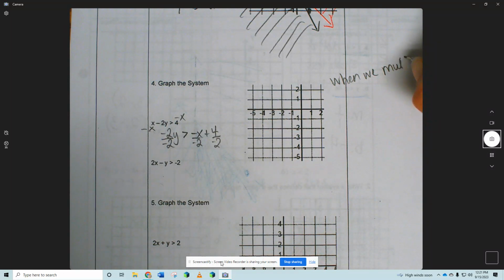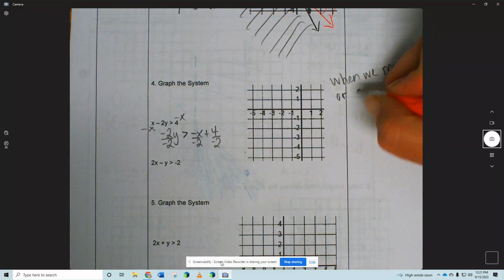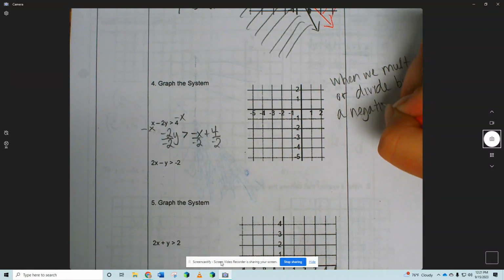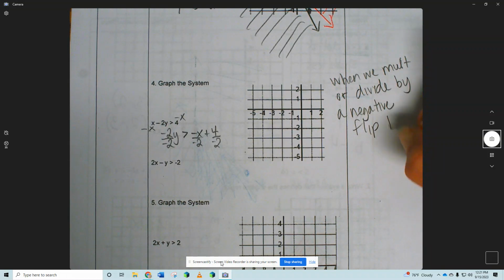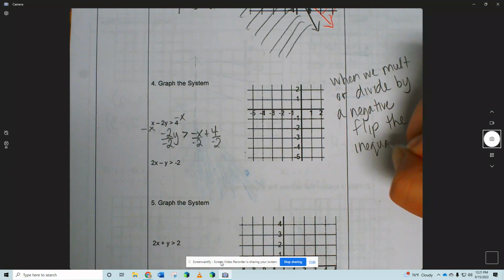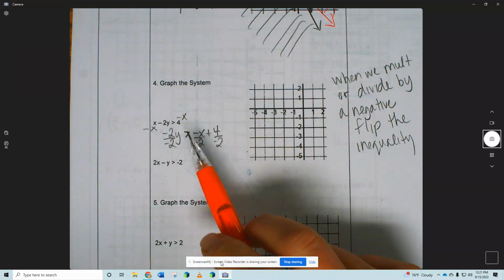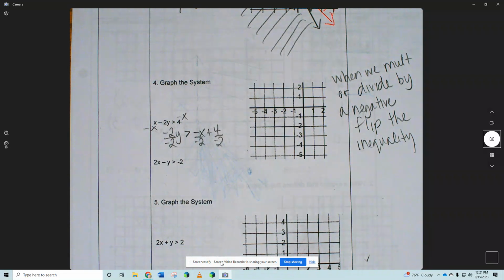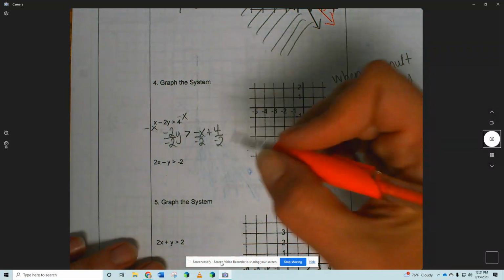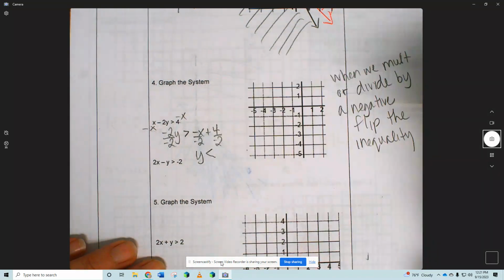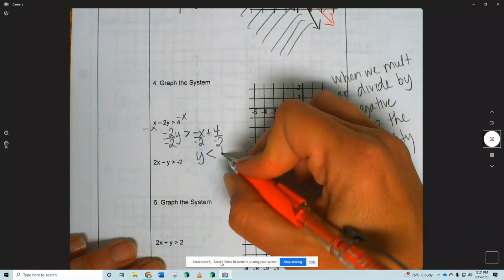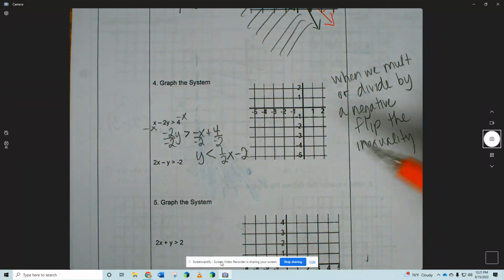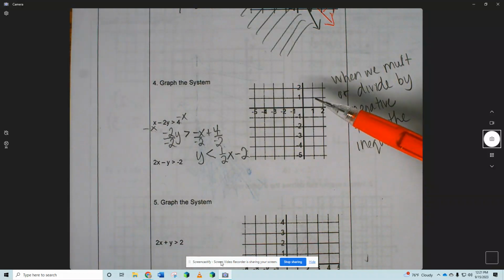When we multiply or divide by a negative number, flip the inequality. I thought the answer was going to be positive 4, and now I'm dividing, it's going to make it a negative number. That means my answers are going to be on the opposite sides of 0. So the shading is going to be different. Y is less than, flip the inequality, 1/2 x minus 2. X over 2 is 1/2. 4 over negative 2 is negative 2.